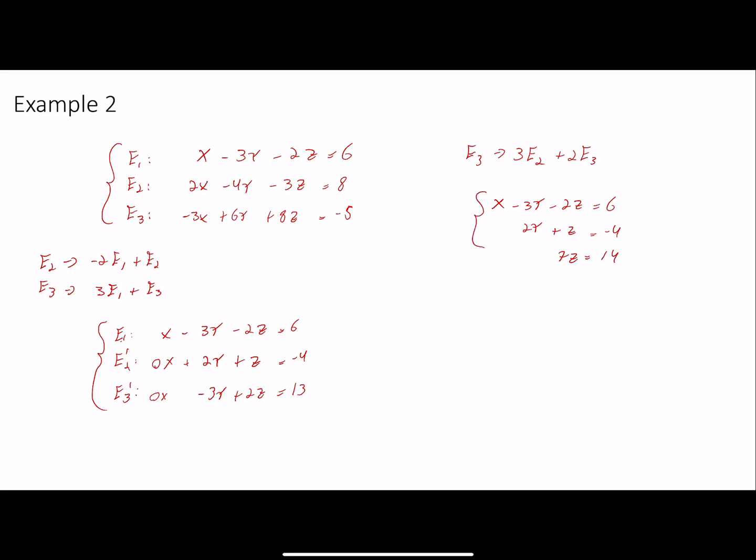So here's our third version of the system. And from here, we can see that z is equal to 14 divided by 7, right? Once we obtain z, we plug it in here, and then we can solve for y. Once we have y and z, we plug both the numbers here, and we solve for x. And that will be the business of backward substitution.